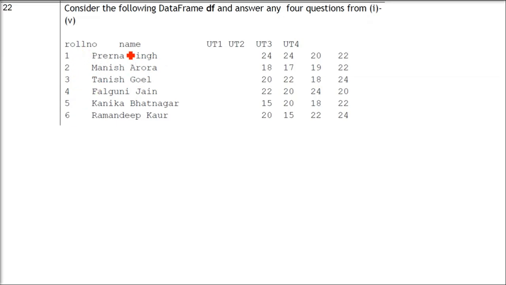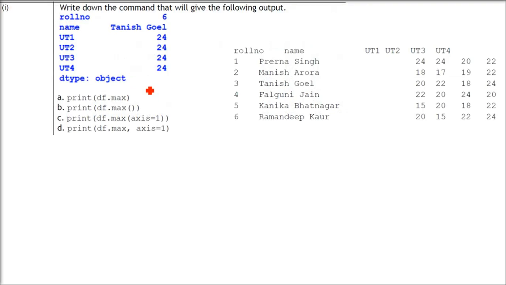So 4 you have to do, 1 mark each. This is roll number, this is name, the second column. We have 4 columns for the unit tests: UT1, UT2, UT3 and UT4. The first question is: write down the command that will give the following output.